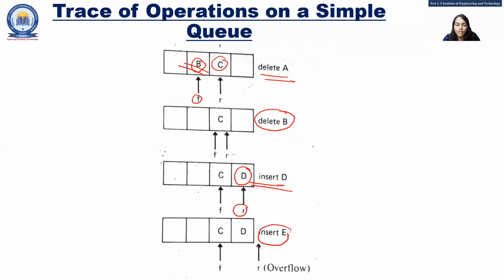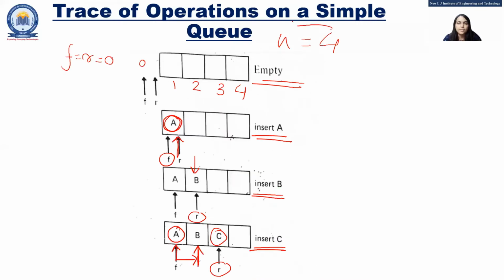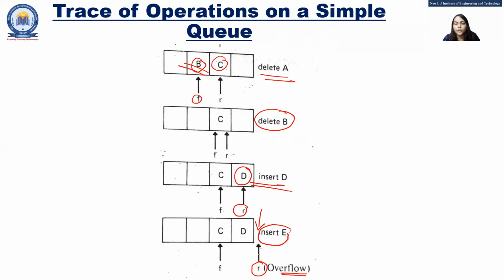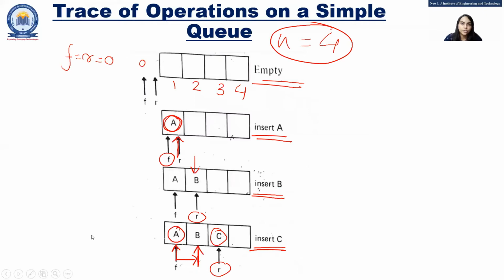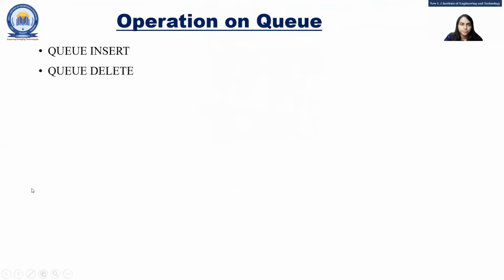Insert E. Now, when rear tries to increment and place the value, it gives an overflow condition, because the queue size is 4. The rear pointer is pointing at the 5th position, which is not available in the queue, and hence we get a queue overflow error message. So this is how we trace NQ and DQ operations, that is insert and delete operations in the queue.